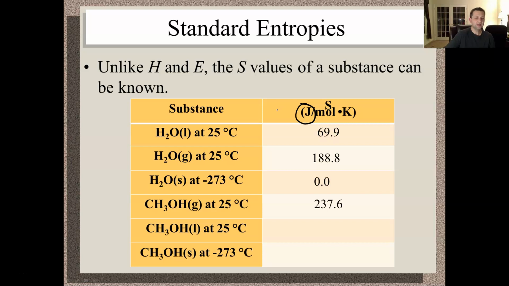All right, if you look at the next one, that is methanol, CH3OH, as a gas, 237.6 joules per mole Kelvin. As a liquid, 126.8.